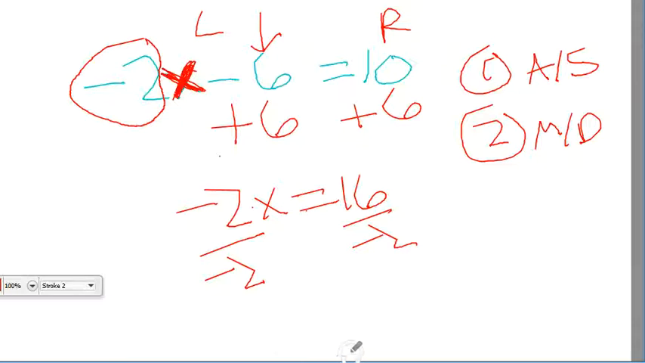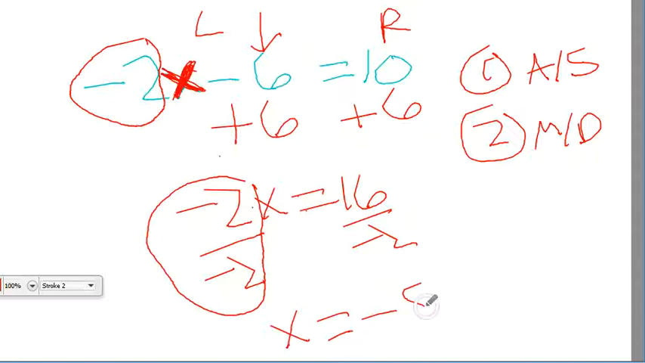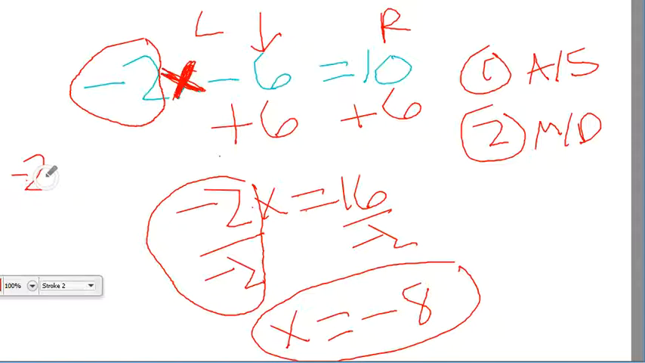If we divide the left side by negative 2, we also have to divide the right side by negative 2. Negative 2 divided by negative 2 is a positive 1x, and 16 divided by negative 2 is negative 8. x equals negative 8 is our solution. And so now let's hurry and check and make sure that negative 8 does make a true statement here. So negative 2 times negative 8 is positive 16, minus 6 does equal 10. Okay, so x equals negative 8.